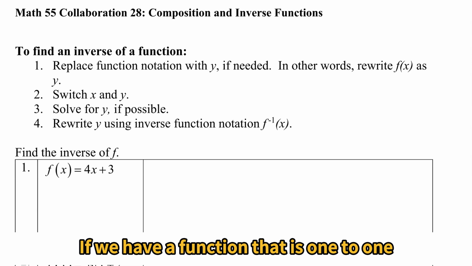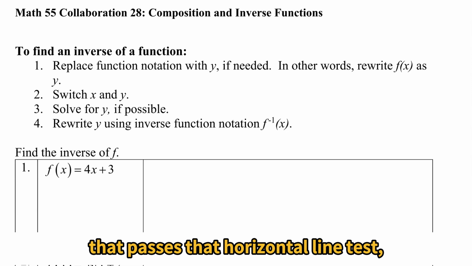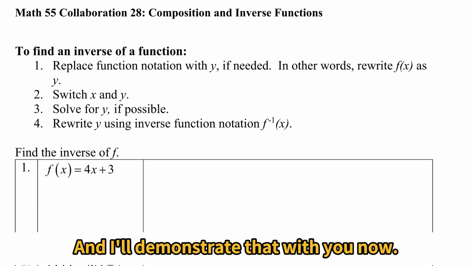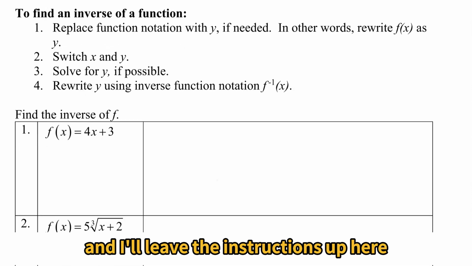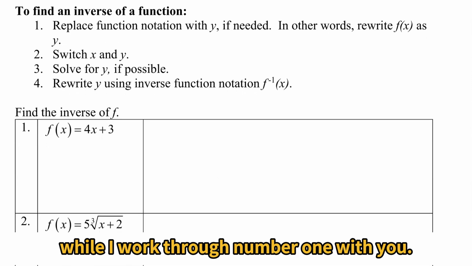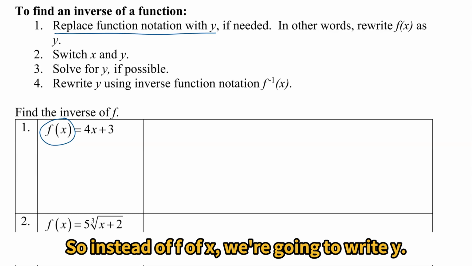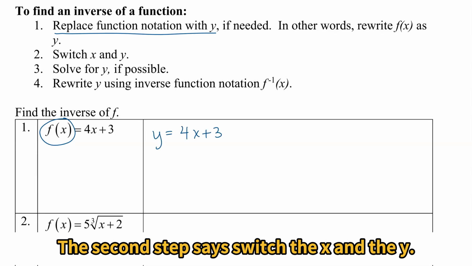If we have a function that is one-to-one, that passes that horizontal line test, there's a process to find an inverse. And I'll demonstrate that with you now. First thing we're going to do, and I'll leave the instructions up here while I work through number 1 with you, replace the function notation with y. So instead of f of x, we're going to write y. The second step says switch the x and the y.